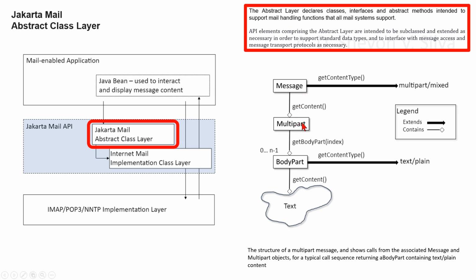The multipart object supports several methods that get, create, and remove individual body part objects: public int getCount, public BodyPart getBodyPart(int index), public void addBodyPart(BodyPart), public void removeBodyPart(BodyPart), and public void removeBodyPart(int index).